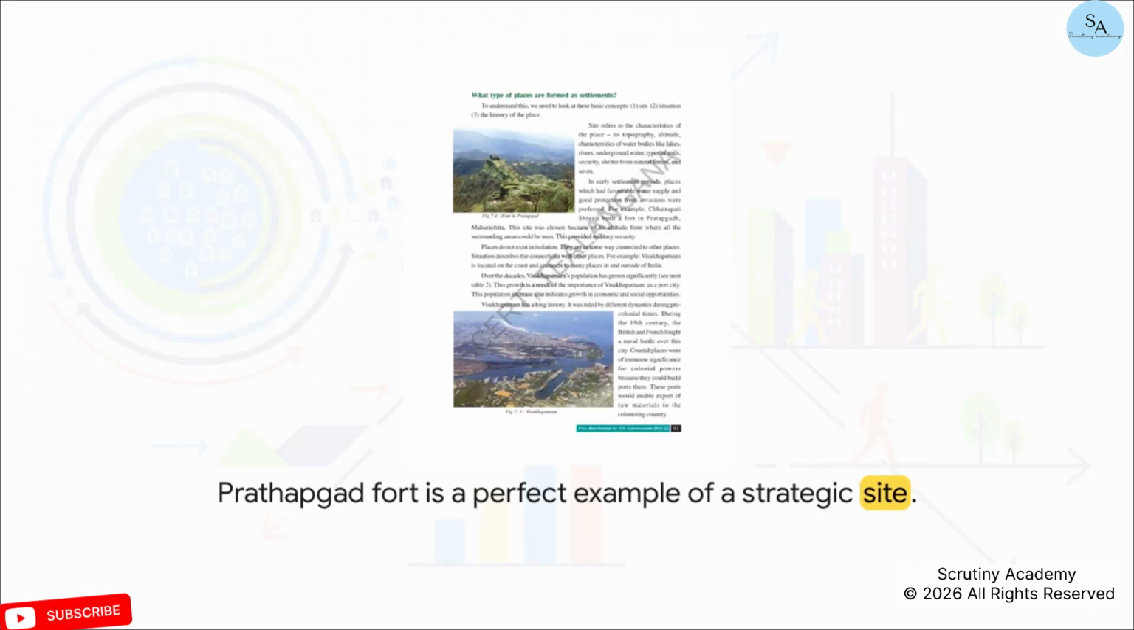Got it? And this picture is a perfect illustration of site. Just look at this fort at Pratapgarh. You think they built it on that specific hill by accident? No way. They chose it for its high altitude, which gave them a massive military advantage. The choice of this physical piece of land, this specific site, was totally strategic.